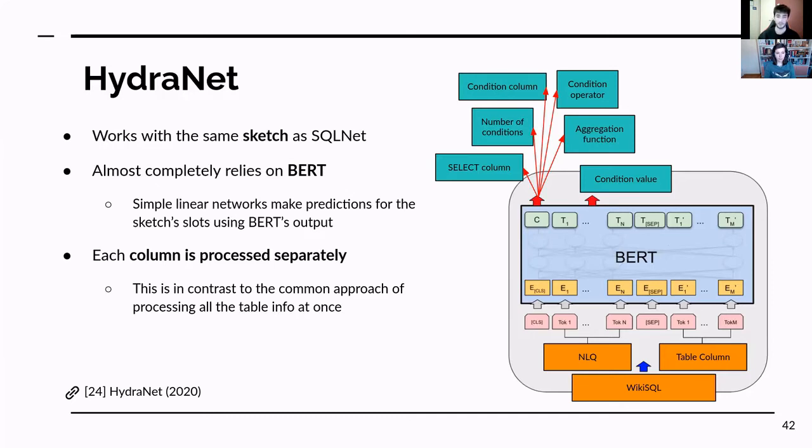Another very important feature of HydraNet is that it processes each column separately, in contrast to most approaches who give the network all the table columns at once. Now let's see more specifically how this is done.